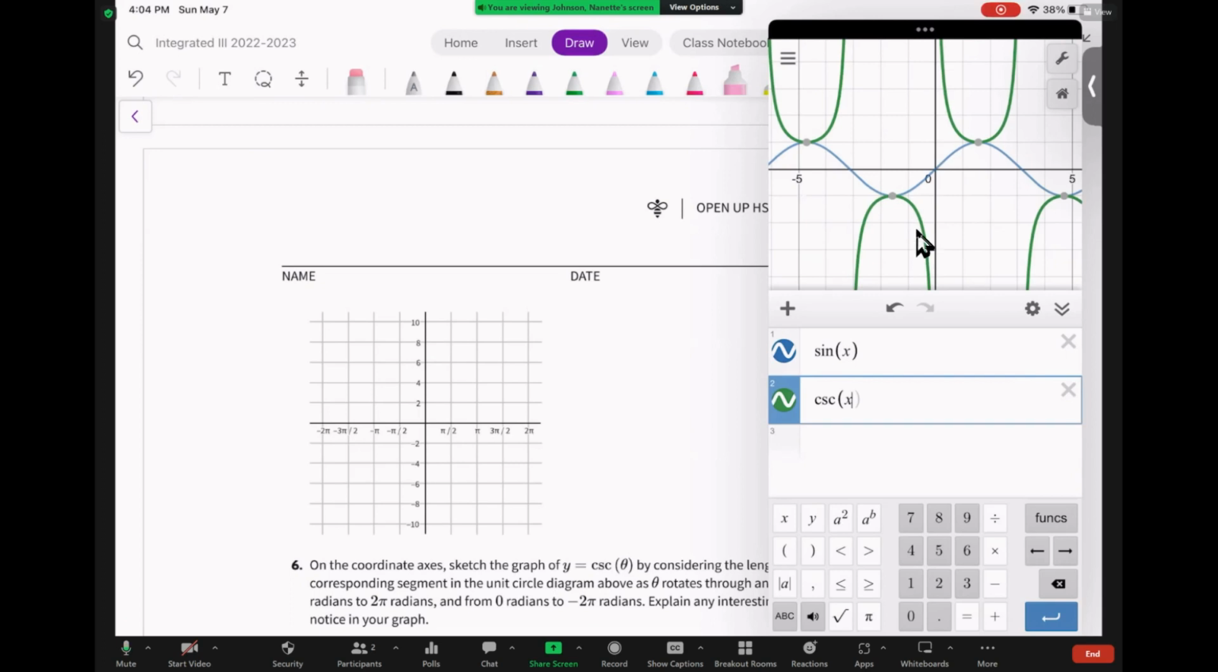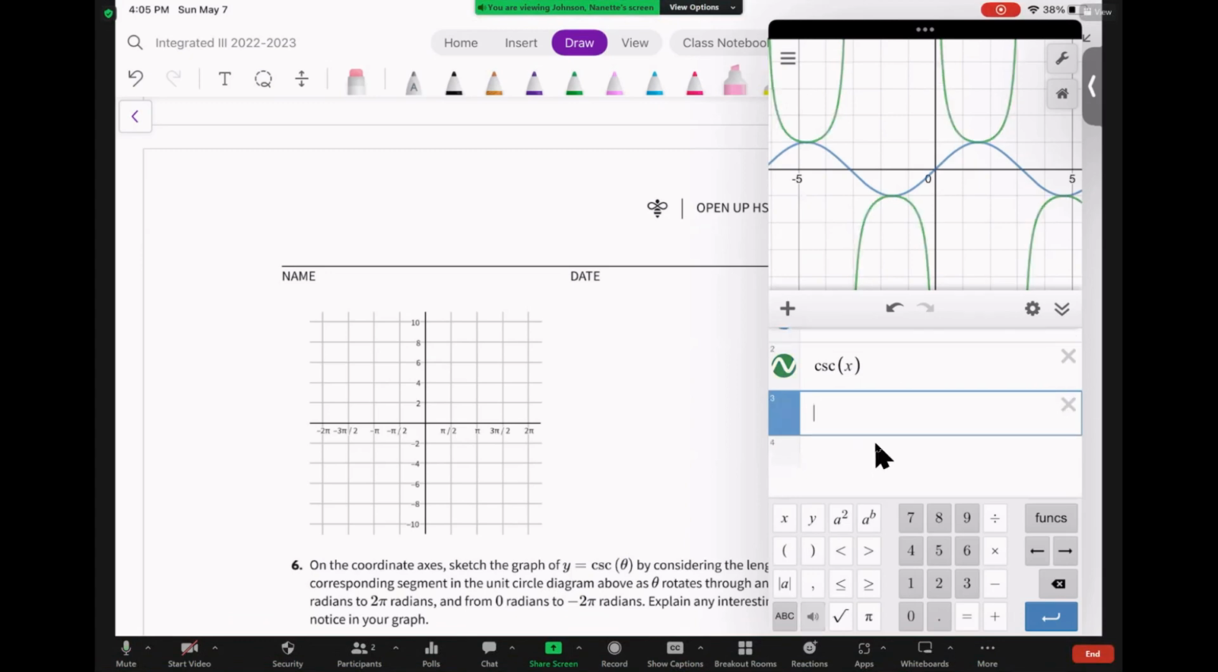Cosecant's graph makes sense to me because as sine is equal to 0, you have an asymptote for your cosecant. And as you get smaller and smaller and closer to 0, you're dividing by a bigger and bigger number, which makes your numbers either get really, really small or really, really large, depending on if you're on the negative side or the positive side. So this is kind of all I wanted to show you with this.